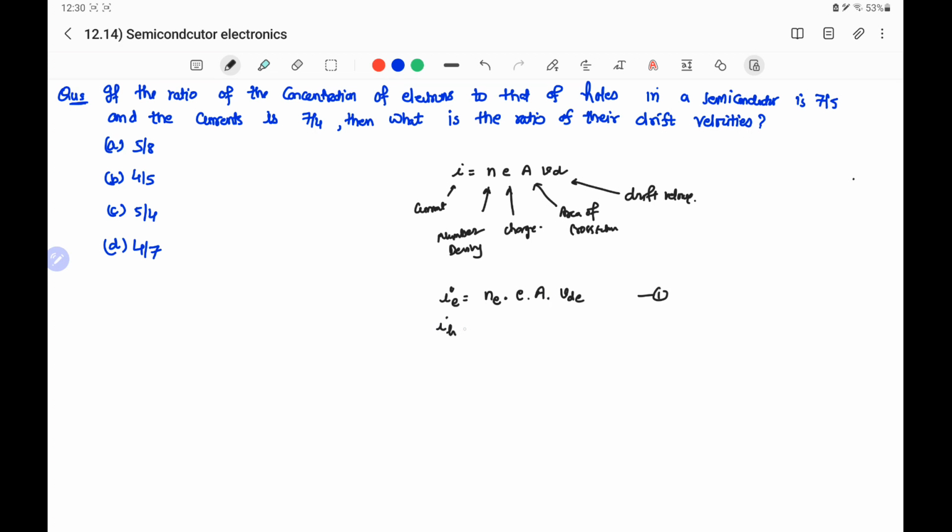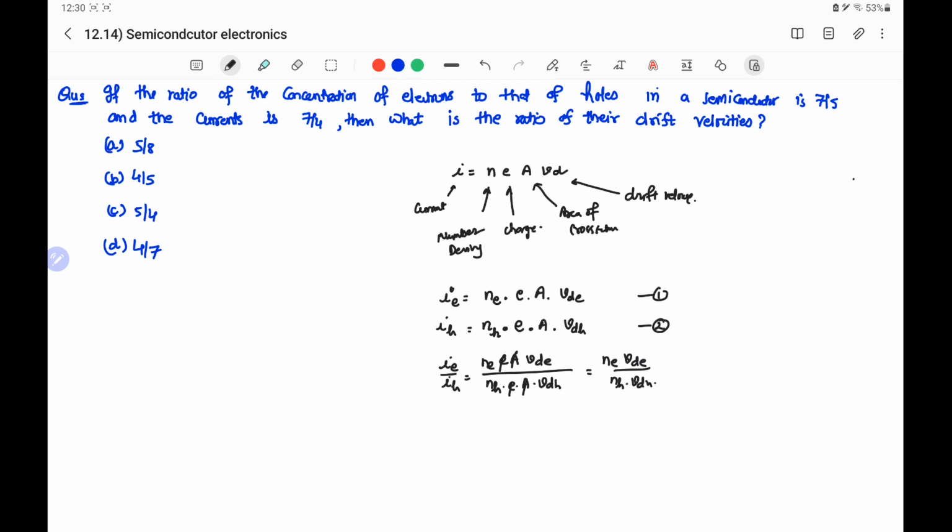Similarly, the current due to the holes will be equal to the number of holes density, n_h, into the charge on the hole, which is equivalent to the electron in magnitude, so it is e, the area of cross section is the same, and the drift velocity is Vdh. So this is equation number 2. On dividing, we will have Ie by Ih equal to n_e e A Vde divided by n_h into e into A into Vdh. e and A get cancelled, so it is equal to n_e Vde by n_h Vdh.